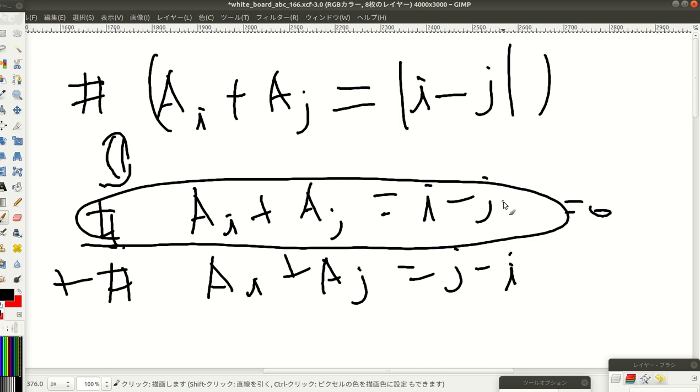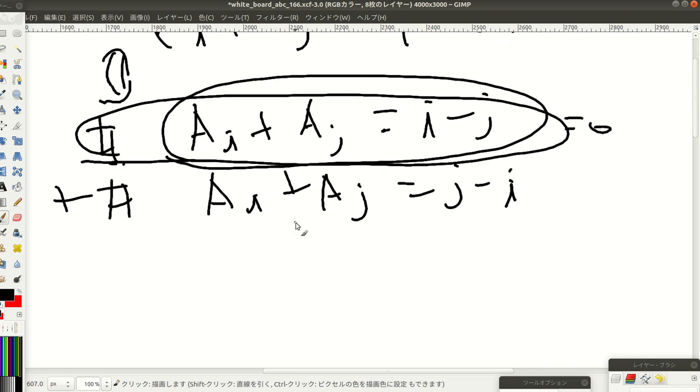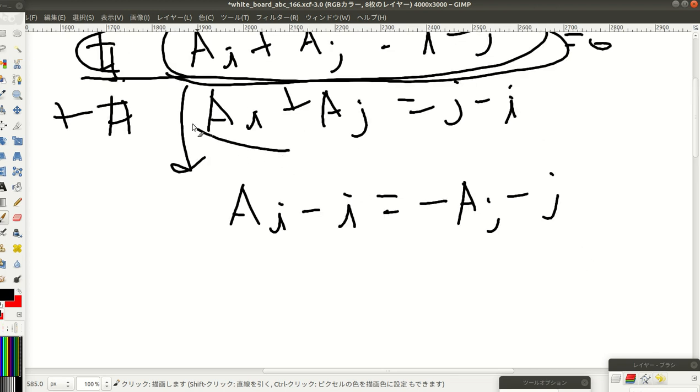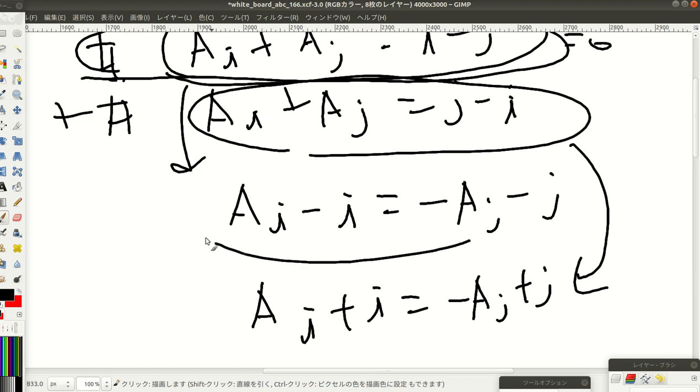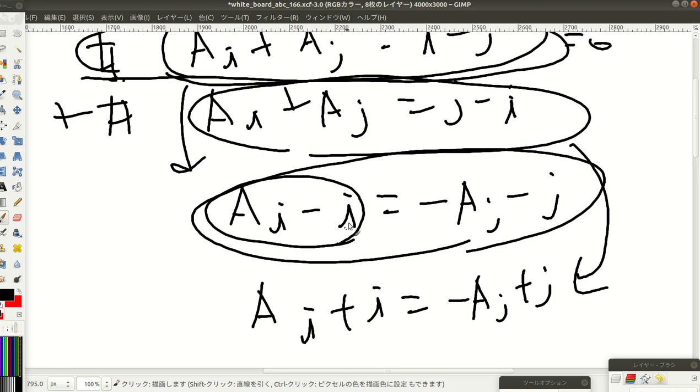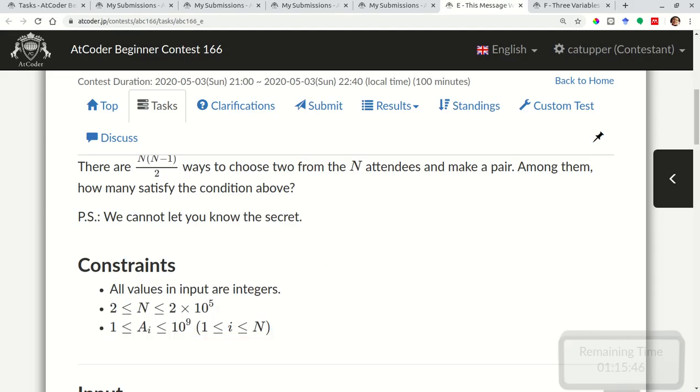This form is very good for me because we can separate i and j: A_i minus i equals minus A_j minus j. And the latter one can change to A_i plus i equals minus A_j plus j. So counting this is easy because A_i minus i only depends on i. So we can calculate the number of values of A_i minus i and the number of values of minus A_j minus j. The range of values is very big, but we can use something like a set or a map to count.